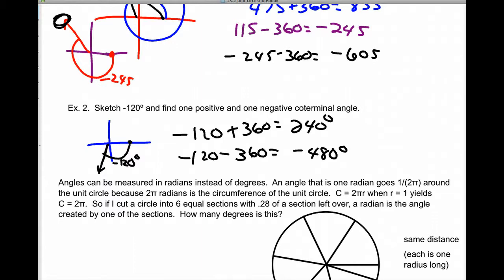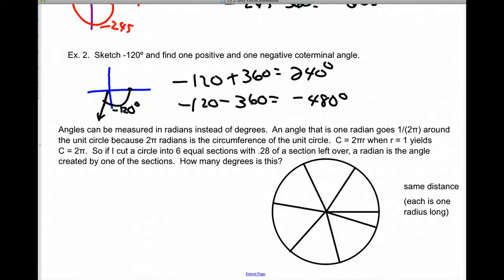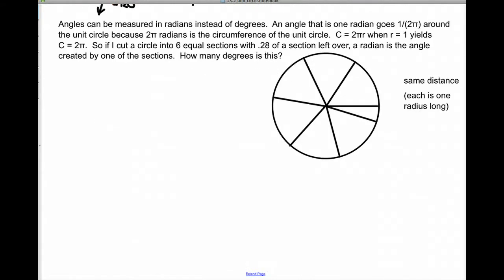Okay, so that is finding coterminal angles and sketching angles when they're in degree measures. We're now going to delve into radian measures. And to discuss what a radian is, I will look at what's called the unit circle. I'm calling this a unit circle right here. And the reason why I call it a unit circle is because it's a unit circle if the radius is 1. So when the radius is 1, you have a unit circle.